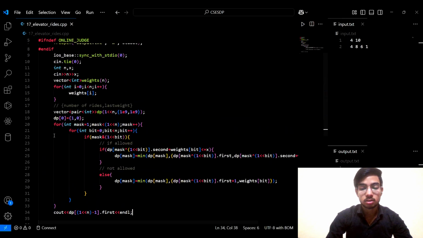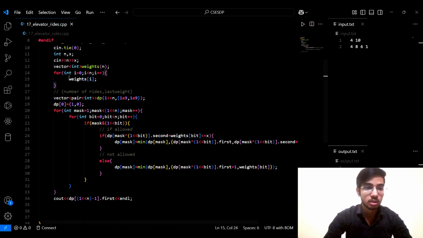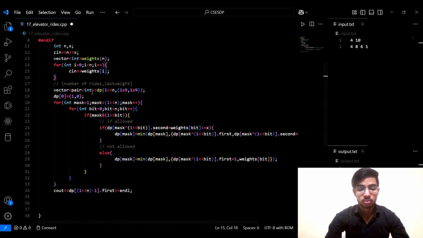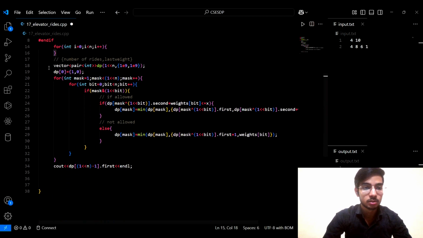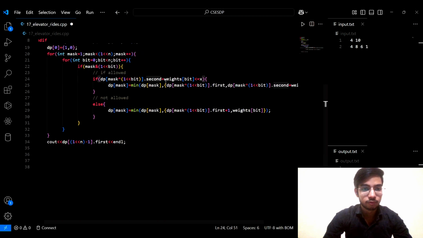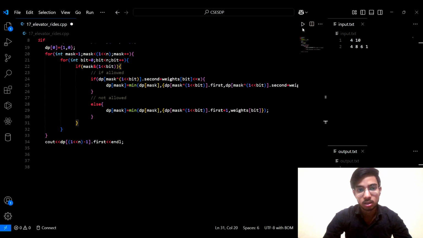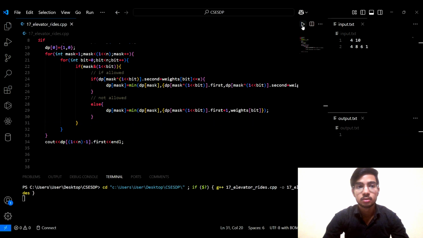So this is the code. Let's try to run it. Let me check once if there is any typo or mistake. I have to take input, right? Perfect. This also looks fine. Yes, it is set, and this is the last weight. Let's try to run it. It looks great.